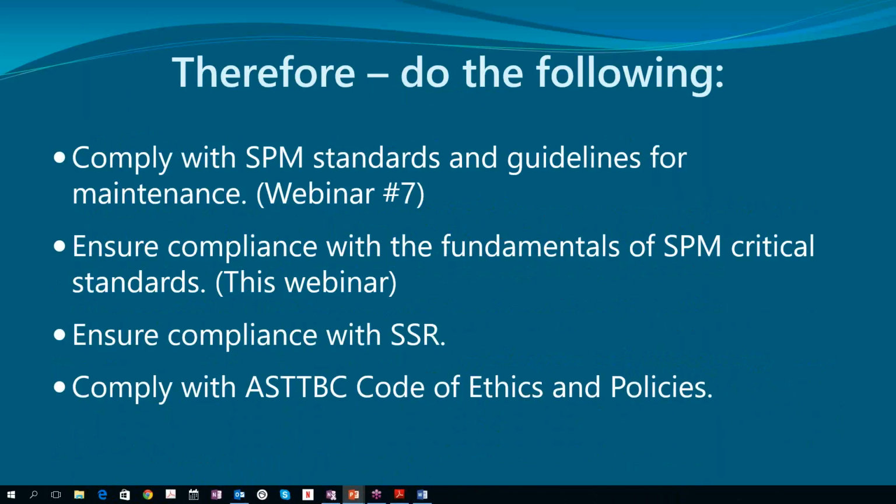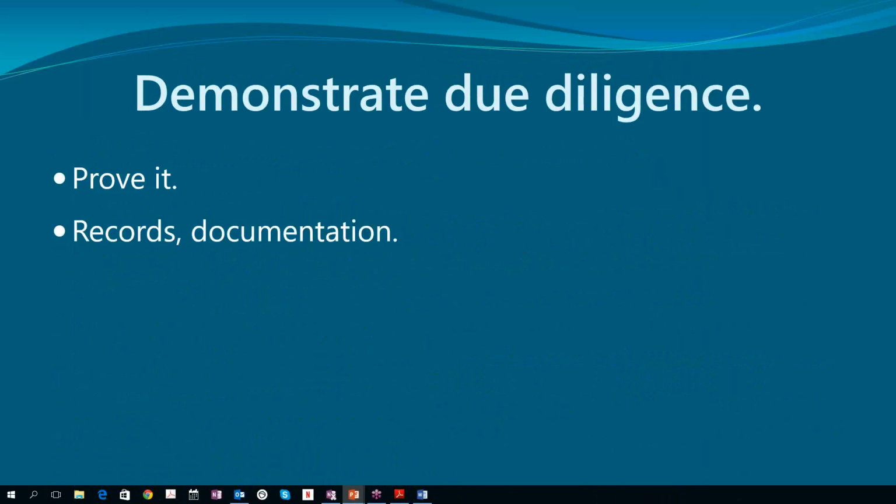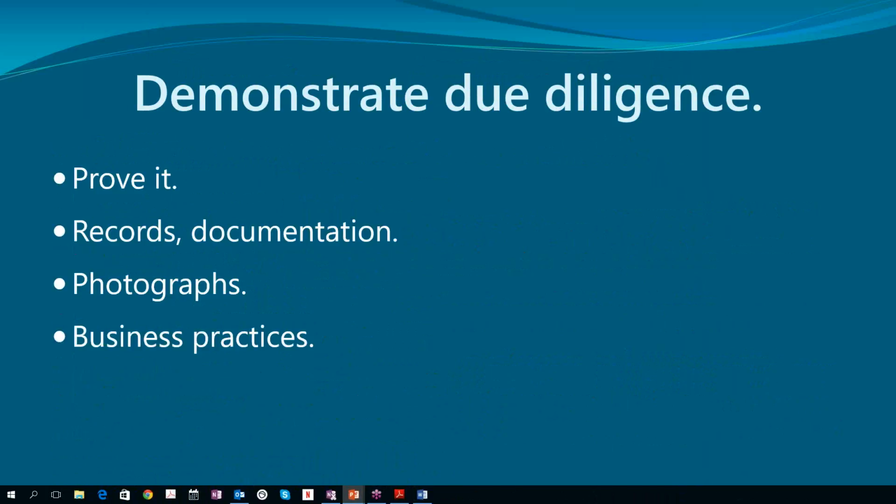Where are we going? Comply with code of ethics and policies, demonstrate due diligence. A little more on that later. No, a little more right now. So due diligence is all about being able to prove it, which means we need records and documentation, photographs, good business practices. That's part of demonstrating due diligence. I hope that's clear. And just basically following the rules. And if we're not doing those things, then we're in trouble due to a lack of due diligence.